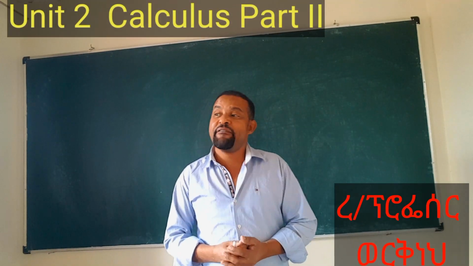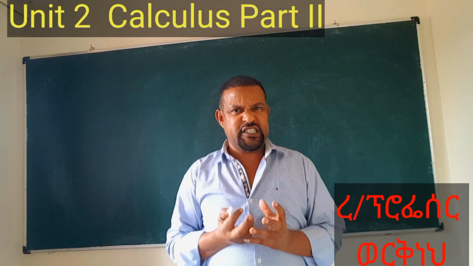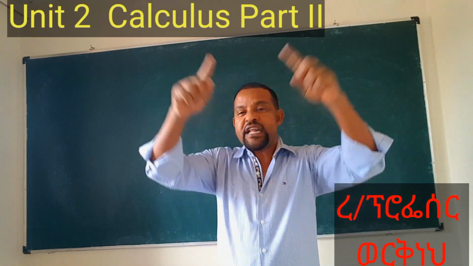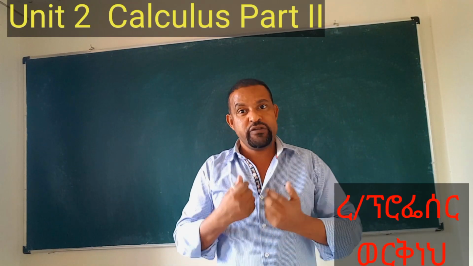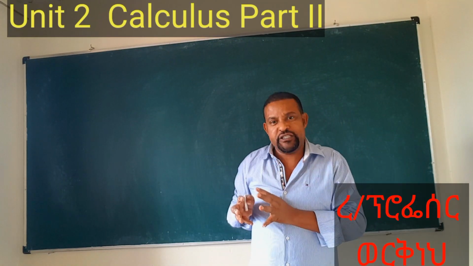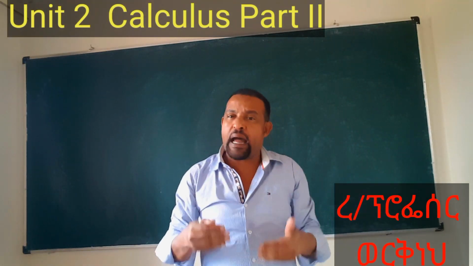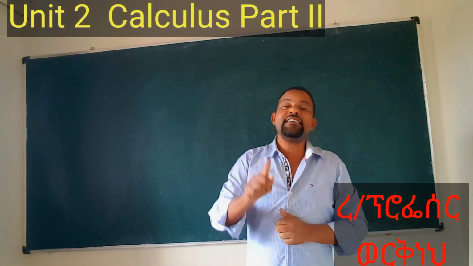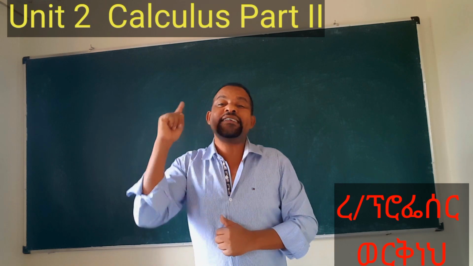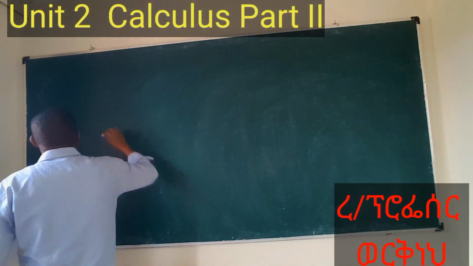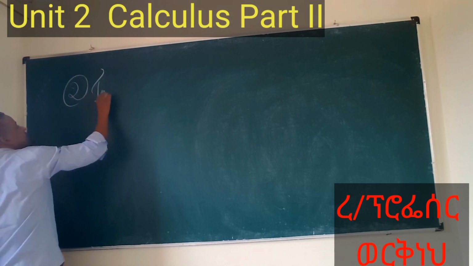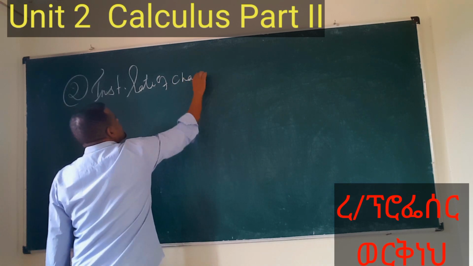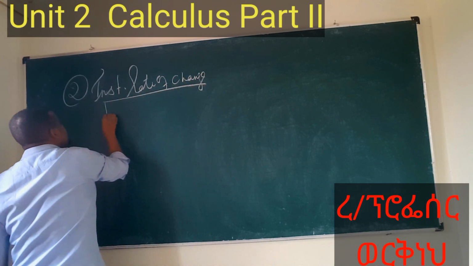So don't forget that the average rate of change of a function f of x measures how the functional values of a given function change on the entire interval, on the entire period of time. When this average rate of change is measured at a particular time, at a particular moment, at a particular instant, then this average rate of change becomes the instantaneous rate of change. So the second one is the instantaneous rate of change.